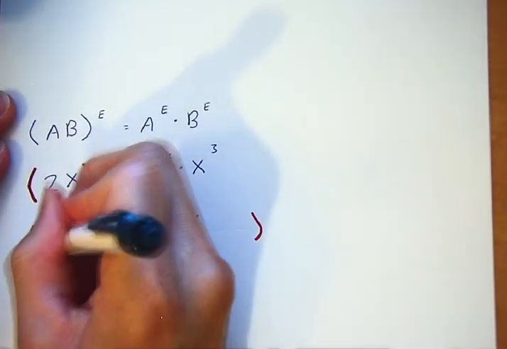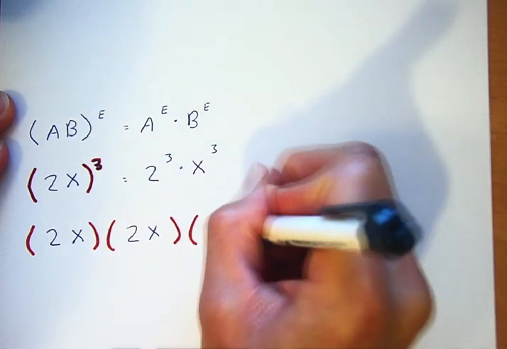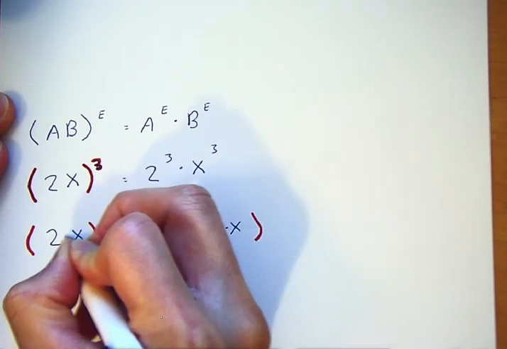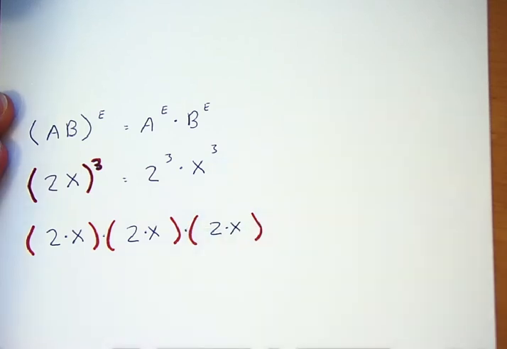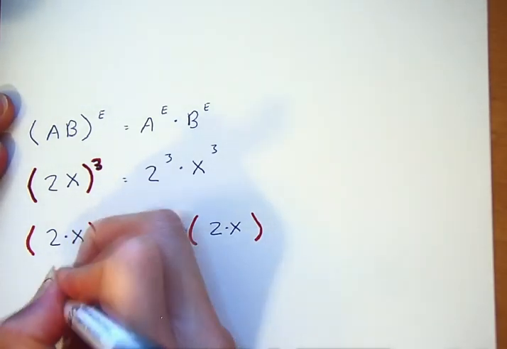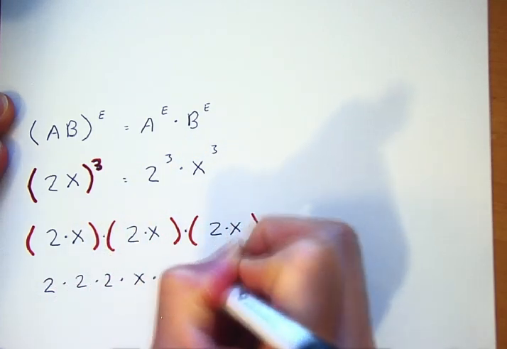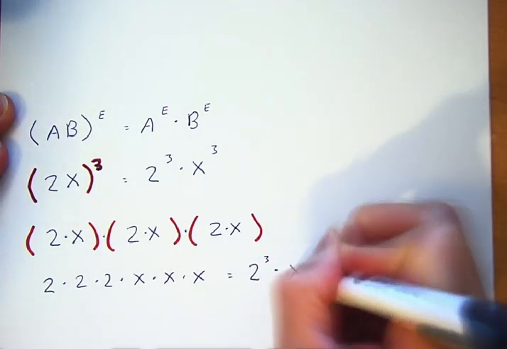So this is 2x, 2x, 2x. There's a multiply between this 2 and the x. This is 2 times x, like I said at the beginning. And there's a multiply in between all these parentheses. Since this is all just a lot of multiplying, I'm allowed to put them in whatever order I want. So I'm going to write it as 2 times 2 times 2 times x times x times x, which is, of course, equal to 2 to the 3rd power times x to the 3rd power.